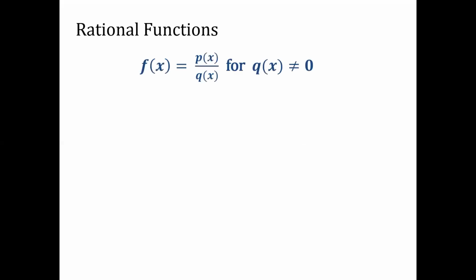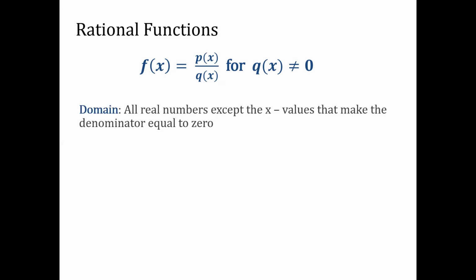So let's just recall, rational function is a function in the form of f of x equals p of x over q of x, for q of x should not be equal to 0. Again, q of x should not be equal to 0 because if q of x is equal to 0, the function will be undefined. Domain, all real numbers except the x values that make the denominator equal to 0.